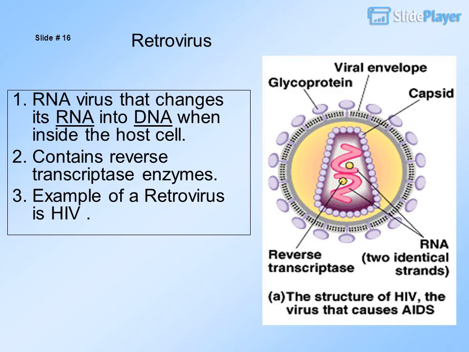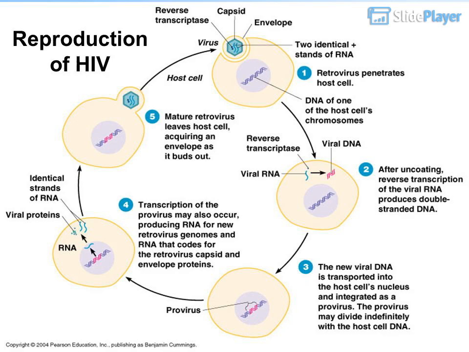Retrovirus. Slide number 16. 1. RNA virus that changes its RNA into DNA when inside the host cell. 2. Contains reverse transcriptase enzymes. 3. An example of a retrovirus is HIV. Reproduction of HIV.